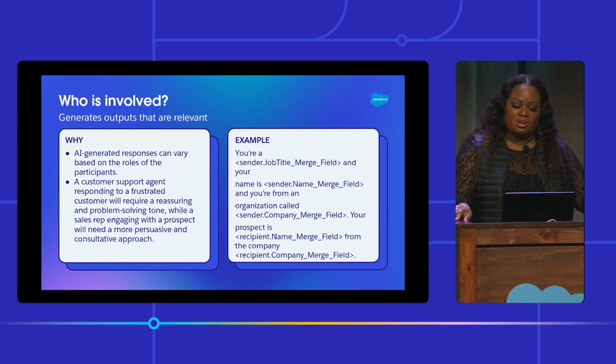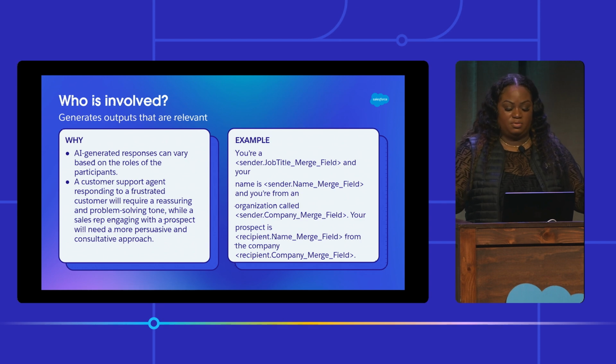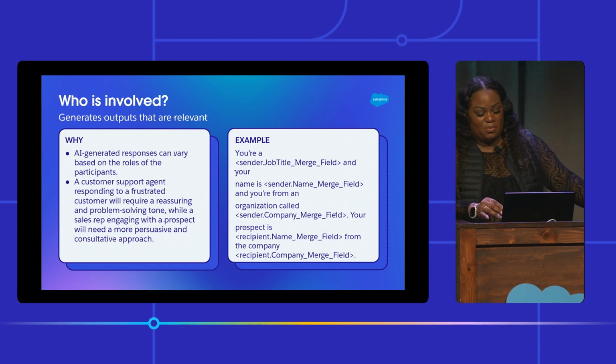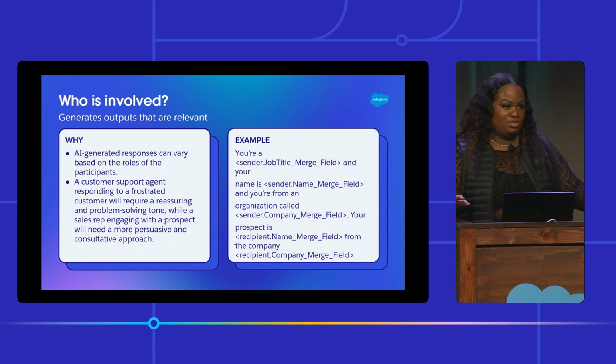Okay, and then we talk about who's involved. This is actually a real life example, by the way. When we talk about who's involved, who are the people, the prompt builder needs to understand who they're talking to, right? Who is the AI actually talking to? What's the persona? How should they address this individual?